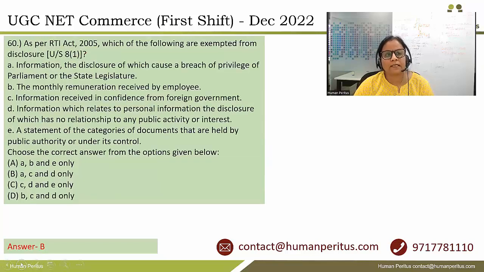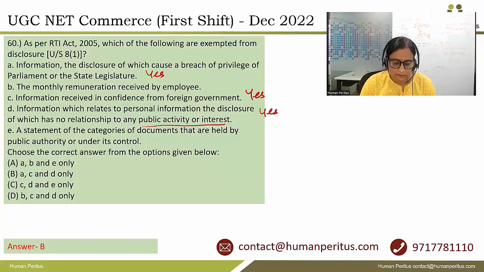Next question. As per RTI Act 2005, which of the following are exempted from disclosure? So basically we have to find out those disclosures which are listed in the act itself, which are not compulsory to disclose. Information, the disclosure of which would cause a breach of privilege of the parliament or the state legislature. So yes, this is in the category of exempted disclosure, right? Information received in confidence from foreign government, yes, because it is received in confidence, so that need not be disclosed, right? Information which relates to personal information. Any personal information which has no relationship to any public activity or interest is not going to be disclosed. Okay, so these three fall into the category of exempted information, right? So A, C and D, basically capital B is the correct option to this question.